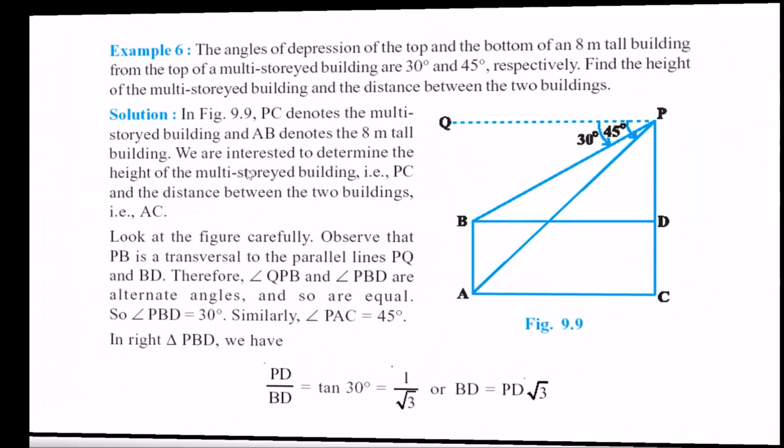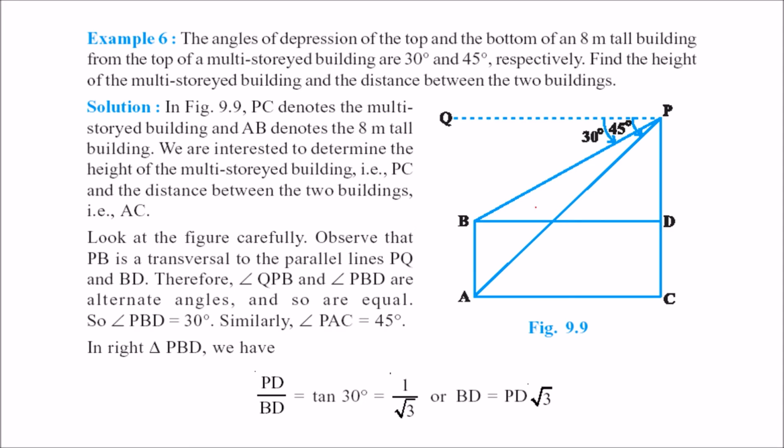Now we have the angle of depression of the top and bottom of an 8 meter tall building from the top of a multi-storied building. So this is a multi-story building, and this is an 8 meter tall building. The angle of depression of the top is 30 degrees. The angle of depression of the bottom is 45 degrees. Now we have to find the height of the multi-storied building and the distance between the two buildings. So this is 8 meter tall, and this is again 8 meter if you make a parallel line. Let us take it as h.